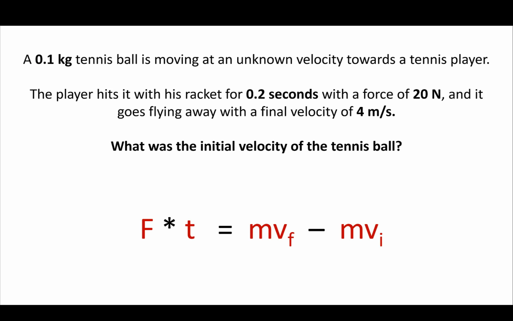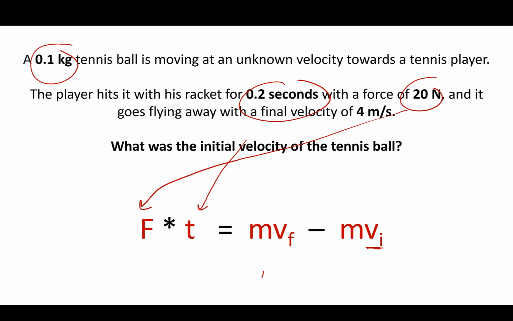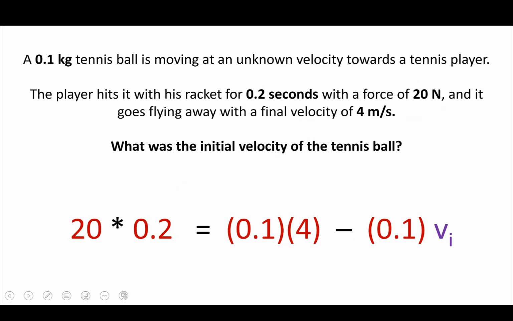We have our formula. We have everything we need except the initial velocity. So let's just plug in the numbers. That is the force, that goes there. That is the time, that goes there. The mass of the tennis ball goes here and here. And it says the final velocity was 4. So you plug in all those numbers. The only variable is the initial velocity.